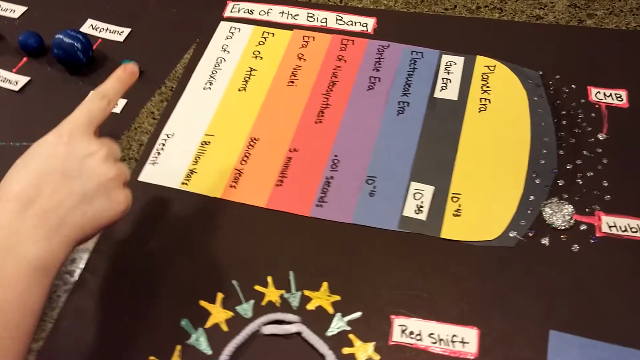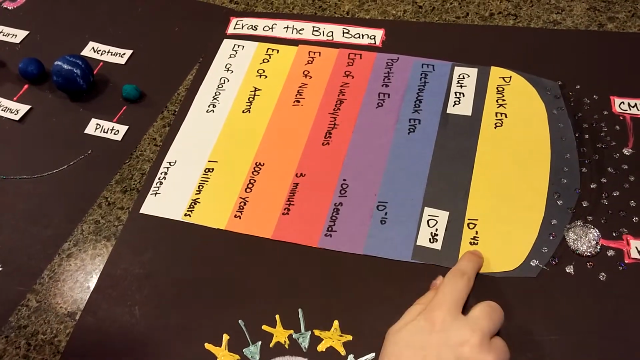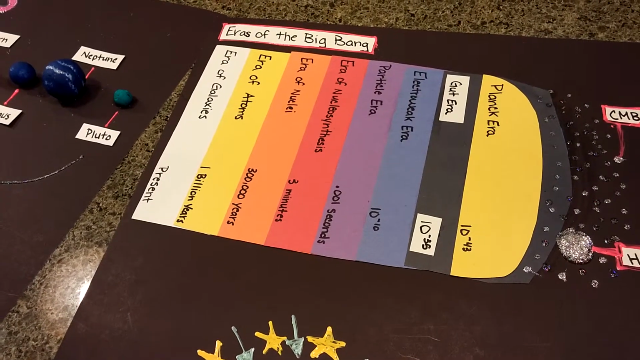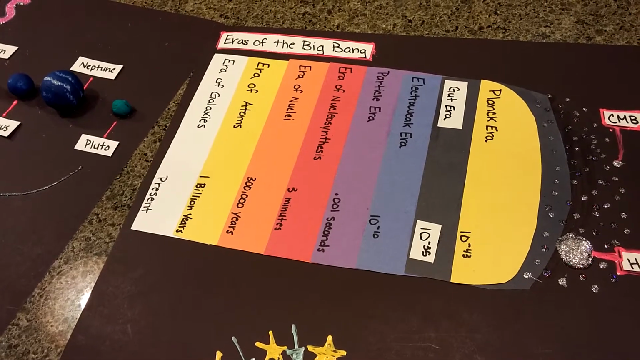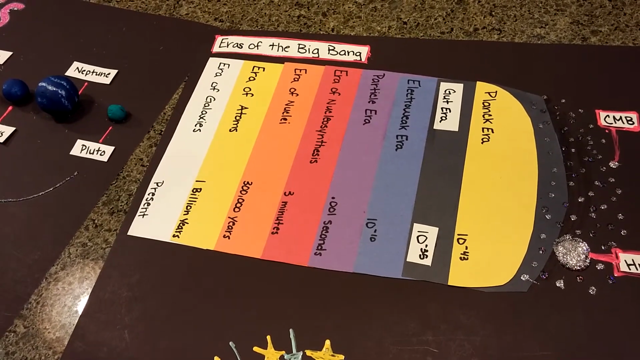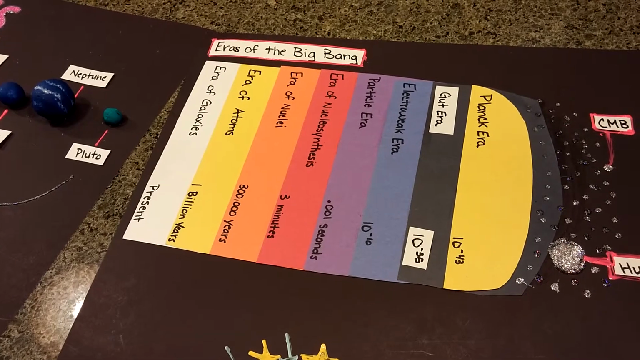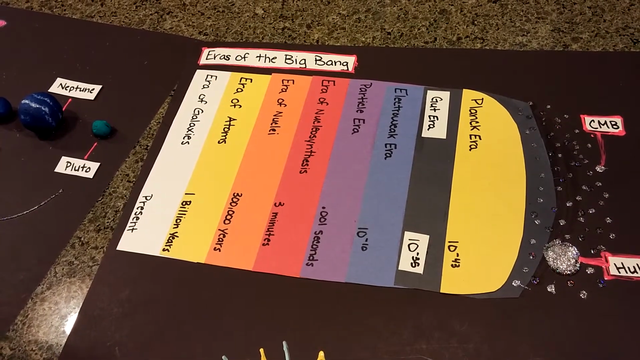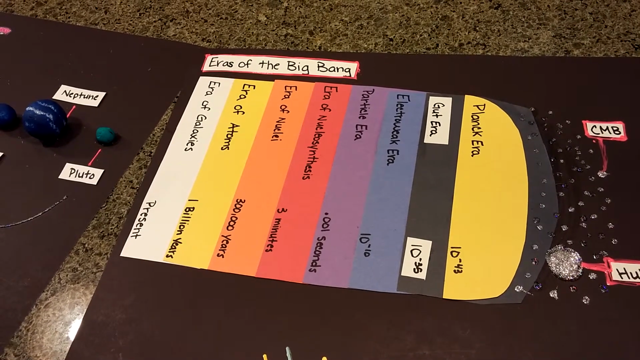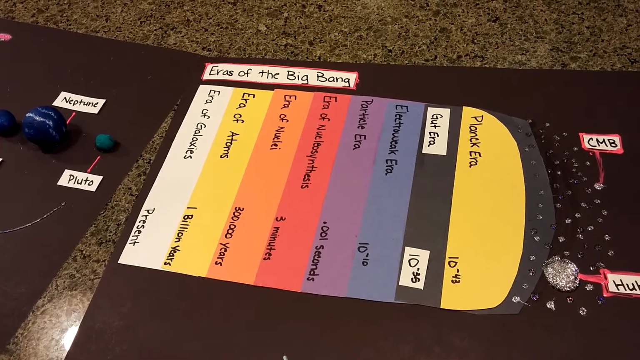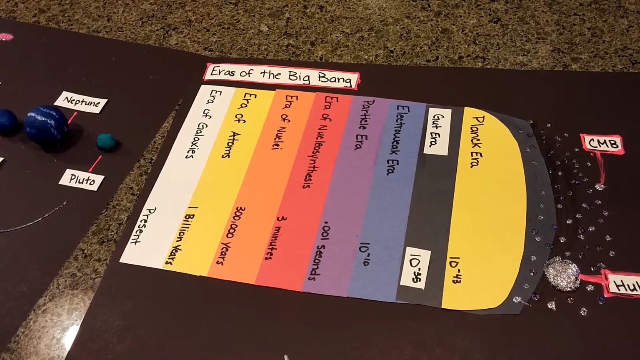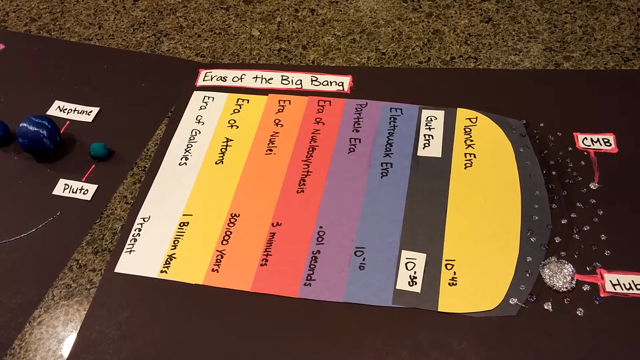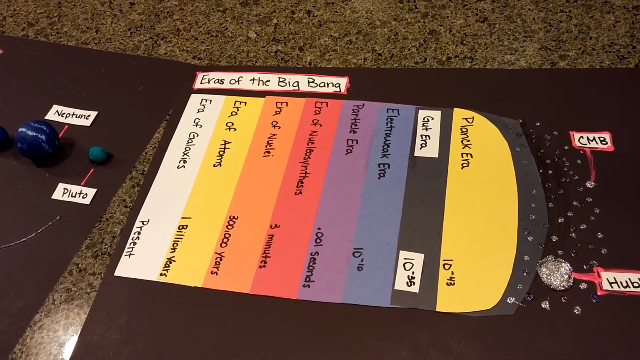And then over here is the eras of the Big Bang. And we have the Planck era, and the time is 10 to the negative 43rd second. And the temperature is 10 to the 25th Kelvin. And scientists are unsure what happened in this era. And then here's the GUT era, and the time is 10 to the negative 35th seconds. And the temperature was 10 to the 13th degrees Kelvin. The era was under extreme temperature and density. Strong, weak, and magnetic forces were unified.